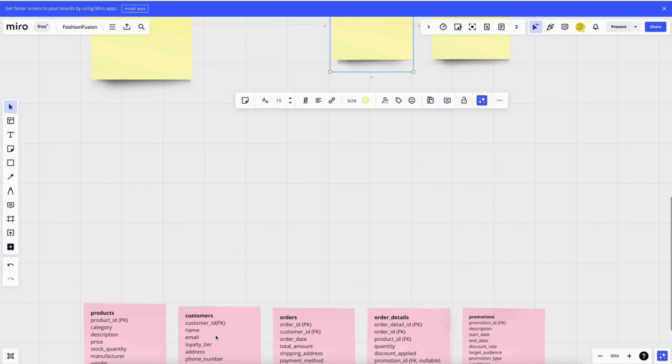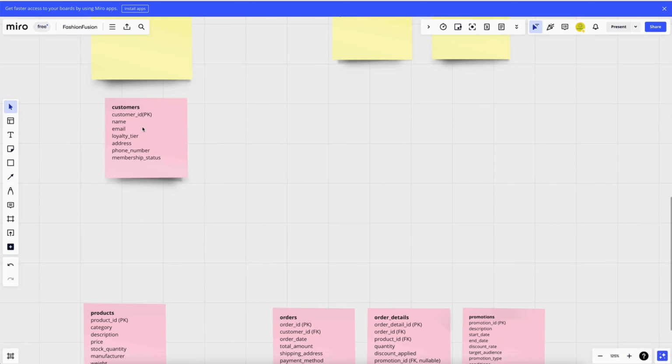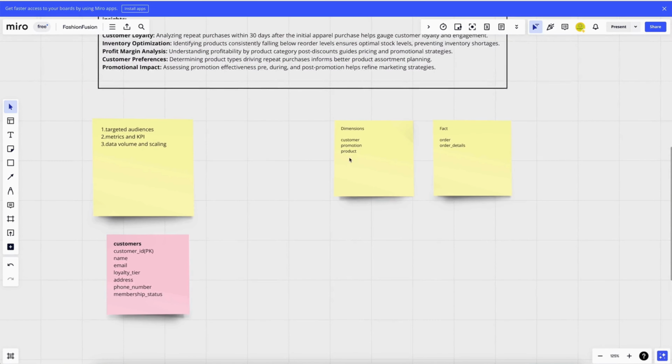So I'll just copy this one here. Again, depending upon the data volume and scaling, we can come up with the customer table in this format. Or if a huge volume of data is coming for the customers on a daily basis, we can take out the address and phone number and keep that as a separate table. But for simplicity, I'll just keep them in the same customer table in this example.